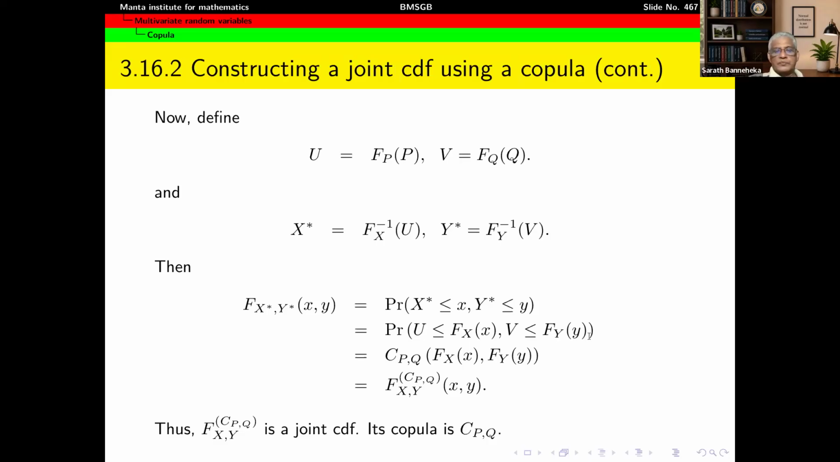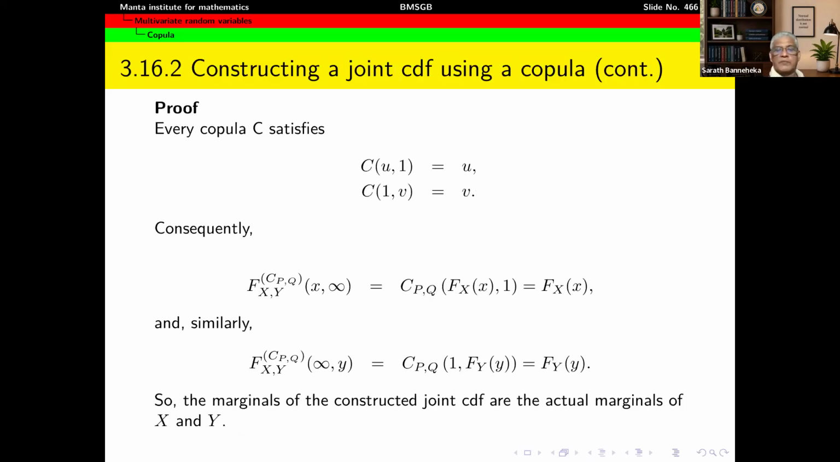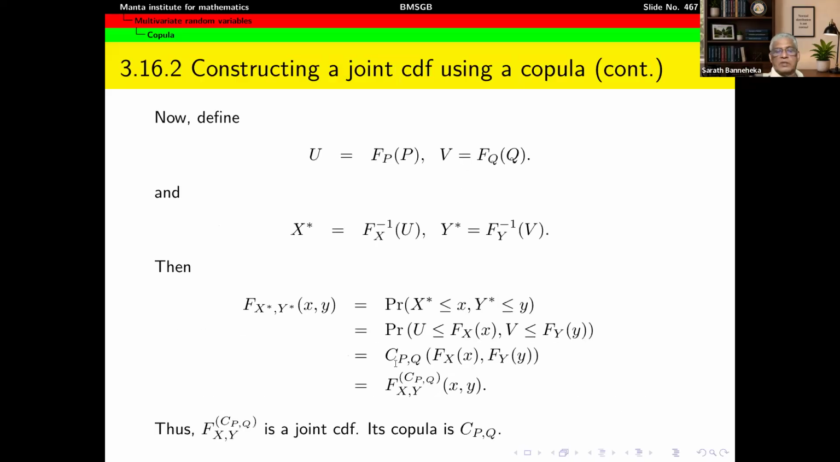And this one is actually the copula, right? Because this is the copula of PQ evaluated at fxx and fyy according to the definition of the copula. This copula is defined using these two lines, right? When you take u to be this expression and v to be this expression, this copula is defined. This equal to this. So therefore, this equal to this. That is the definition of the copula.